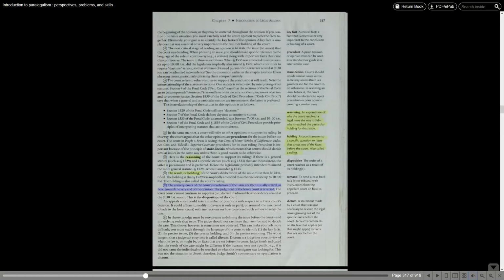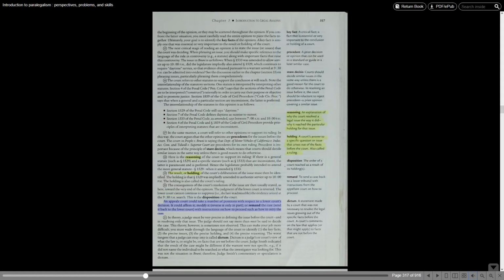20. The consequences of the court's resolution of the issue are then usually stated, as here, toward the very end of the opinion. The judgment of the lower court is reversed. The lower court cannot continue to suppress, i.e. declare inadmissible, the evidence seized at the 9:30 p.m. search. This is the disposition of the court.